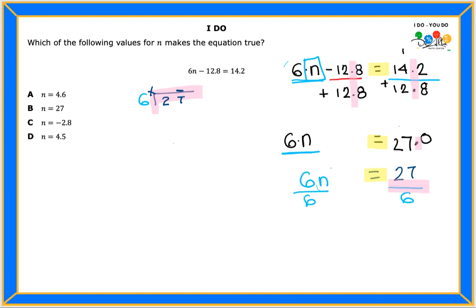And I'm going to remember my timetable. 6 times 4, 24. Great. 6 times 5, 30. And that's more than 27. So we need to stick with that 4. Great. Like we said, 6 times 4, 24. And then we do the subtraction. 7 minus 4, that's going to be 3. And 2 minus 2, that's going to be 0.